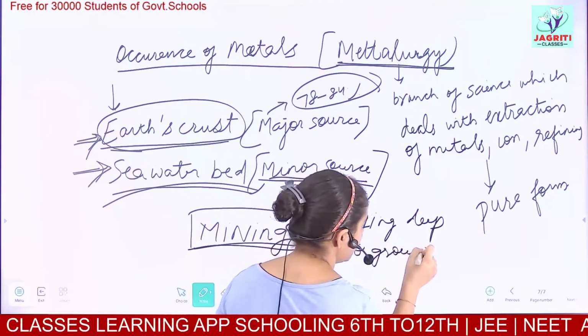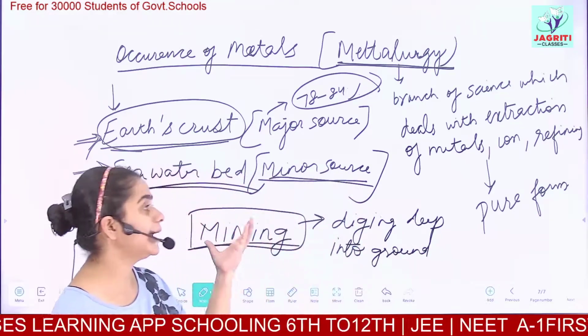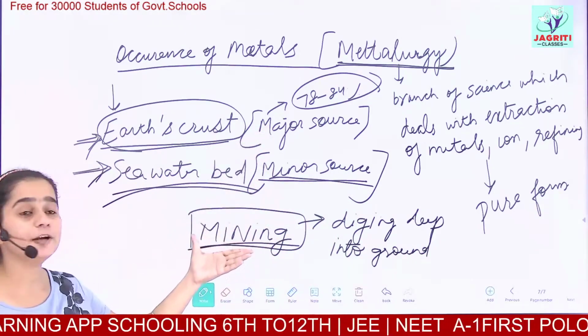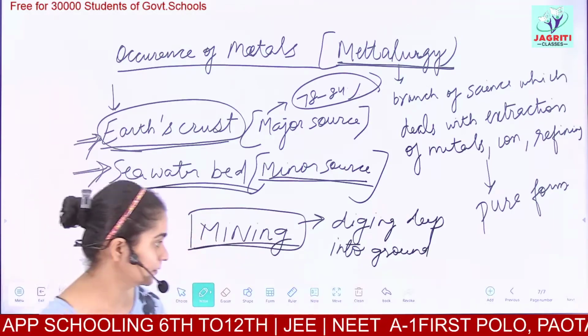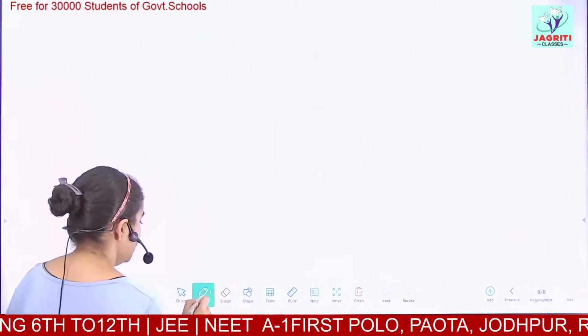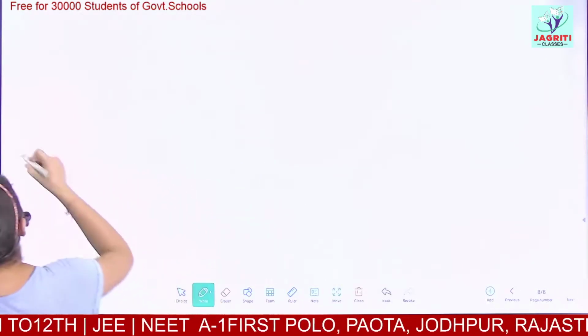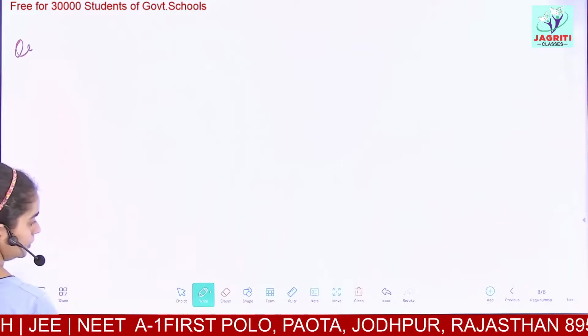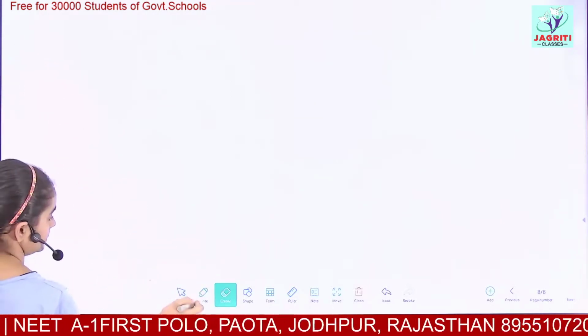To get your desired metal is called mining. So this metallurgy means different processes involved in mining. So let's make a flow chart which is also given in your books. Before that, I would like to explain certain terms. The first term would be a mineral.